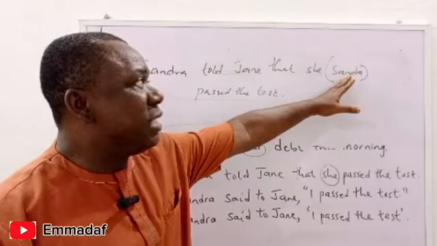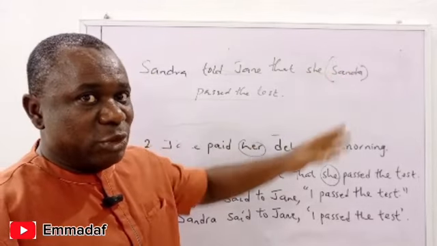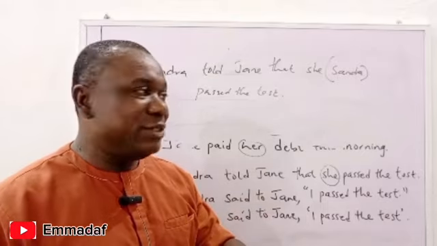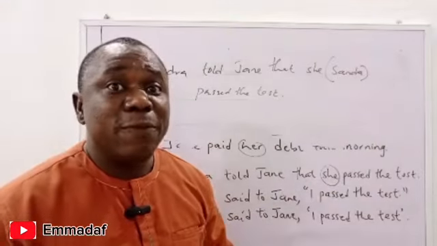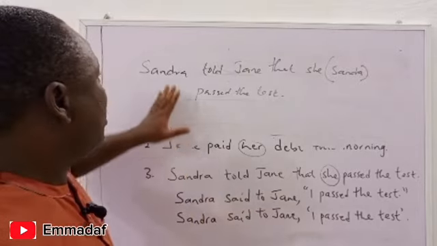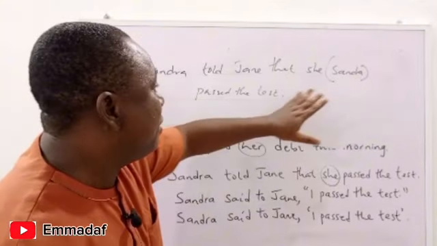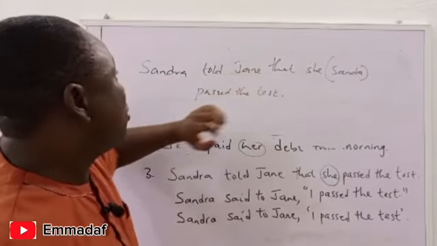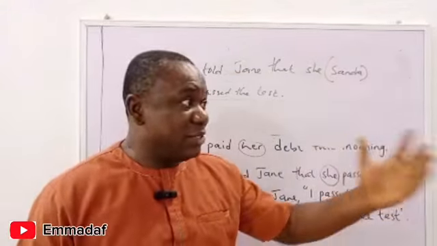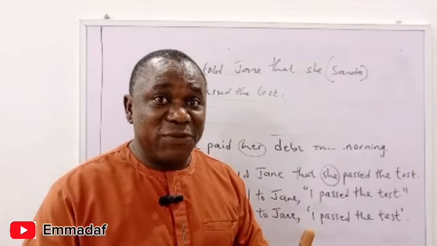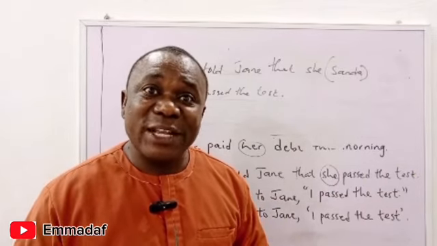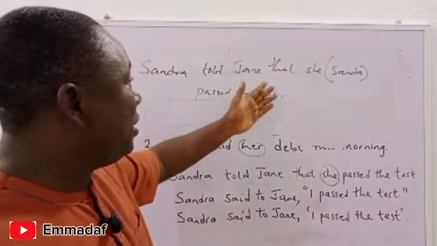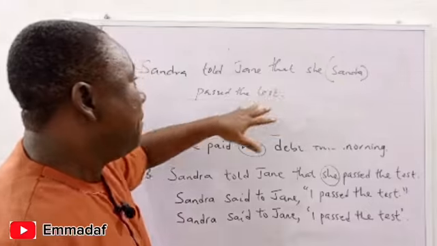By putting Sandra here after the pronoun, you have clearly eliminated any ambiguity regarding the antecedent of this pronoun. And what this suggests clearly is that Sandra told Jane that Sandra passed the test. It's like I'm Sandra and you are Jane, you are my friend. I meet you and I tell you, hey, hello, my friend Jane, I passed the test. So Sandra told Jane that Sandra passed the test.